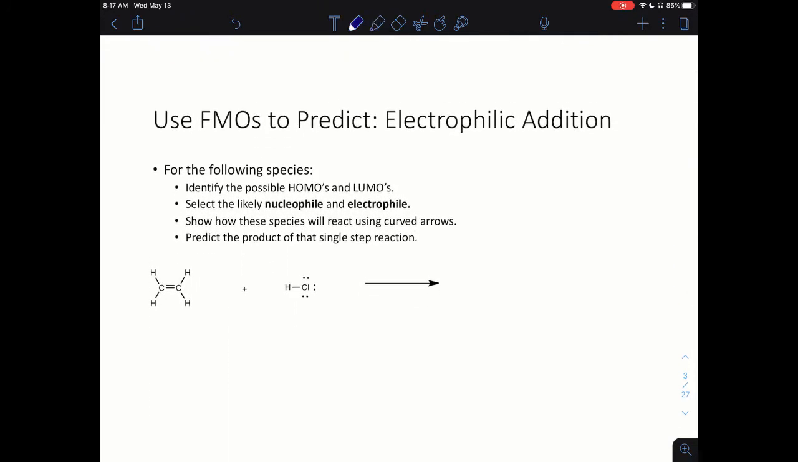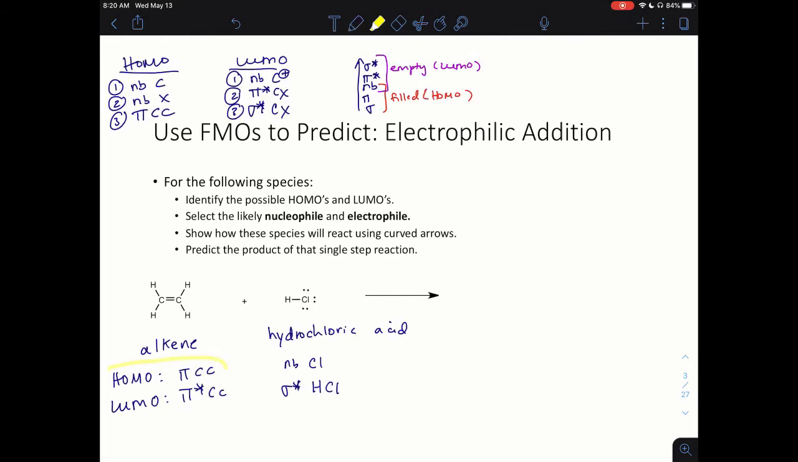Let's review this slide from the FMO lecture. The highest energy filled molecular orbital for an alkene is pi CC. The lowest energy empty molecular orbital for an alkene is pi star CC. For hydrochloric acid, the highest energy filled orbital are the non-bonding electrons on chlorine, and then the lowest energy empty orbital is sigma star HCl.